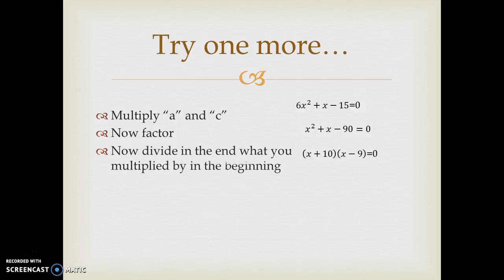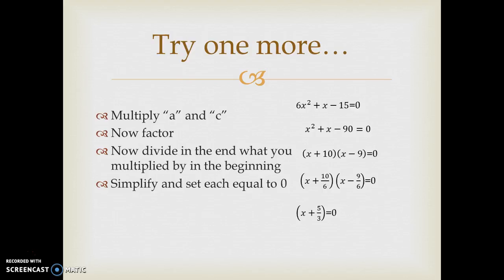Now that I have factored them, I'm going to divide. This is not the end of the problem, but it's into the factoring. I'm going to divide by what I multiplied with in the beginning. So I multiplied by 6 in the beginning, so I'm going to divide by 6 in the end. Now I'm going to simplify and set each equal to 0. So 10 over 6, you can change to a mixed number. You can change it to an improper fraction. It doesn't matter. But you should reduce it. So 10 over 6 is the same as 5 over 3. And 9 over 6, I can divide both those by 3, and I get 3 over 2.